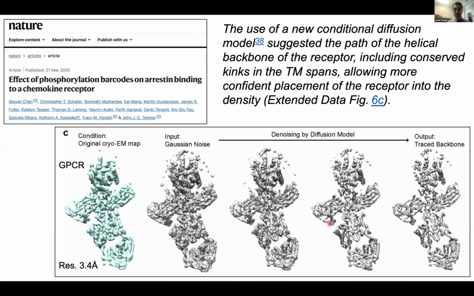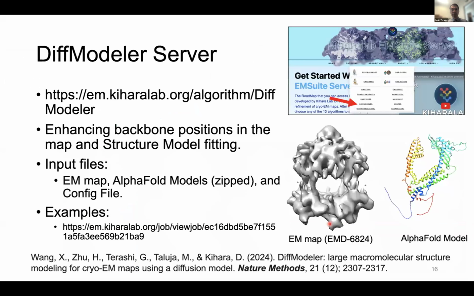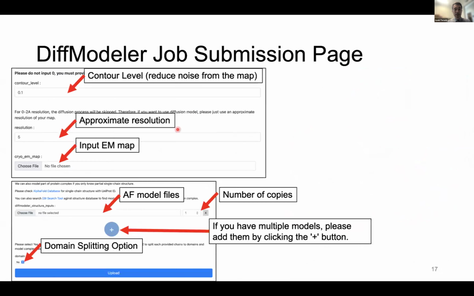The DiffModeler server is also available on our servers. Click the algorithm, then here, the modeler link is here. I will show actual examples of the input files. This is the input file, EMD 6824. Then this is the input AlphaFold model. And this is the job submission page.